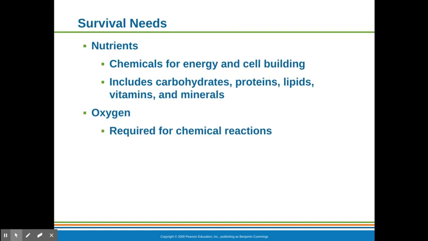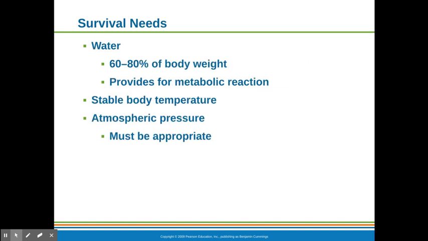Okay, so nutrients, again, we have to obtain these from our environment. We are heterotrophs, meaning we have to obtain food from something else. This is going to be our carbohydrates, proteins, lipids, our vitamins and minerals. So just your normal diet hopefully has a good balance of those. And finally, oxygen for our chemical reactions within the body. So we are considered aerobes. We can only survive in the presence of oxygen.